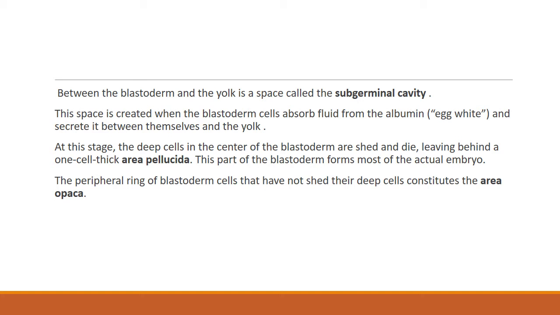This space is created when the blastoderm cells absorb fluid from the albumin, that is, the egg white, and secrete it between themselves and the yolk. At this stage, the deep cells in the center of the blastoderm are shed and die, leaving behind a one-cell thick area pellucida. This part of the blastoderm forms most of the actual embryo. The peripheral ring of the blastoderm cells that have not shed their deep cells constitutes the area opaca.